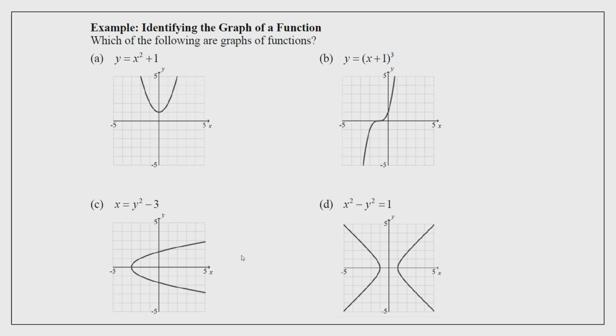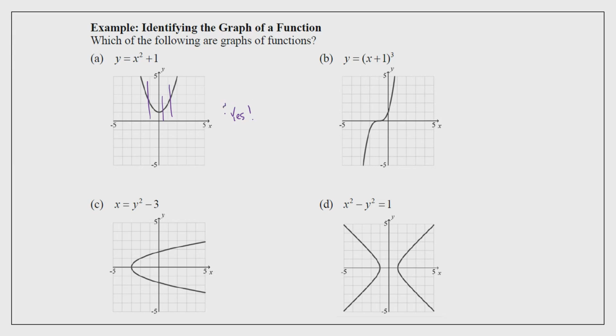So in the first one, A, we have the graph of y equals x squared plus 1. If I were to draw vertical lines through the graph, you would see that all of the vertical lines only touch the graph one time. Therefore, this is a graph of a function. So yes, it is a function.